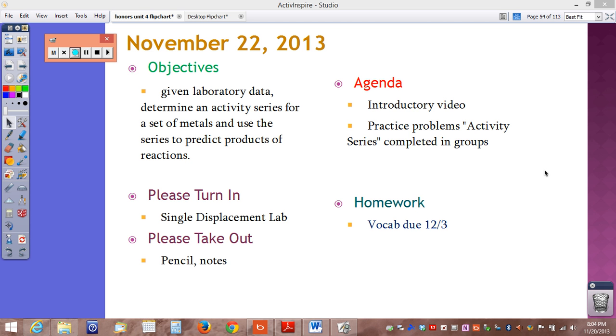Today you're going to be given laboratory data to determine an activity series for a set of metals. You're then going to use this information to predict the products of various reactions.